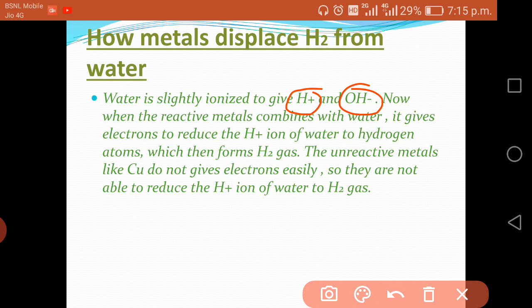The unreactive metals like copper do not give electron easily, so they are not able to reduce hydrogen ion of water to hydrogen gas.